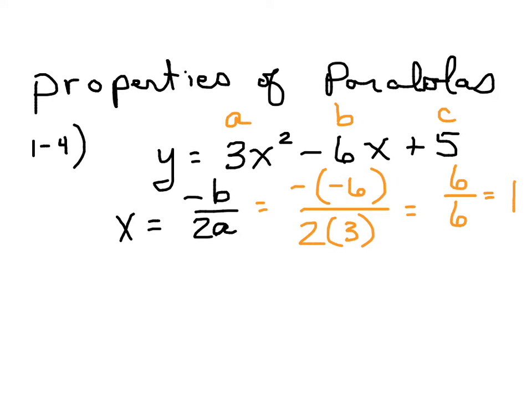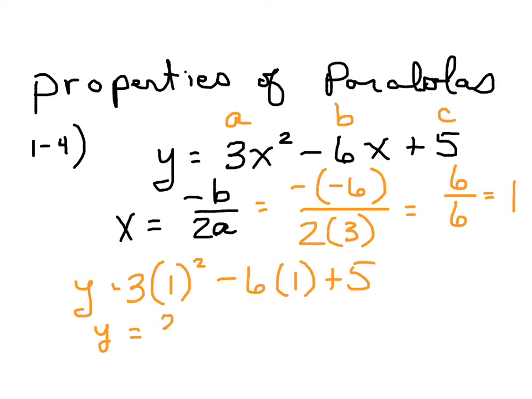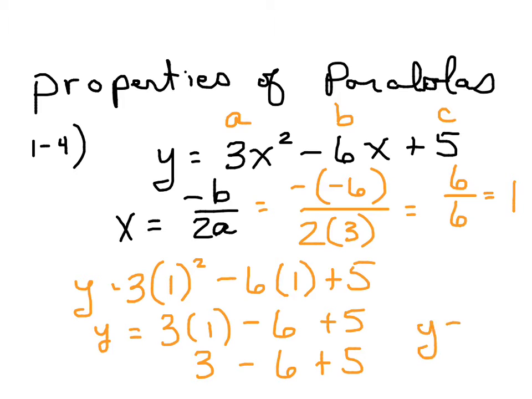Then to finish it, you're going to plug 1 into the x and simplify it. So this will give us our y coordinate. So 3 times 1 minus 6 plus 5, or 3 minus 6 plus 5, is y equals 2. So my vertex is (1, 2). Okay, that's how you accomplish the first 4 on the worksheet that's titled Properties of Parabolas.